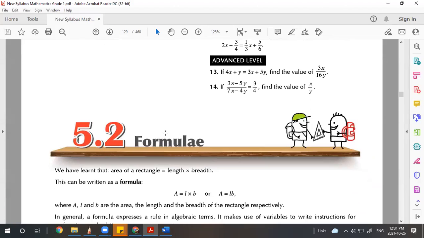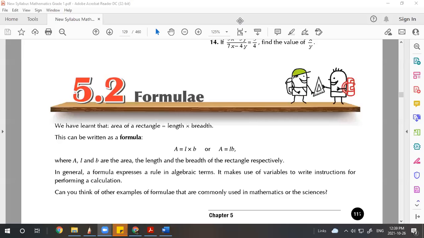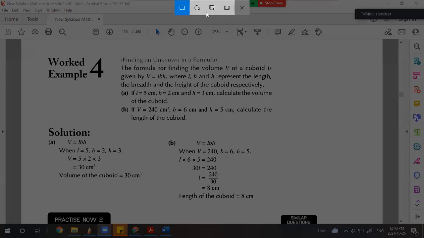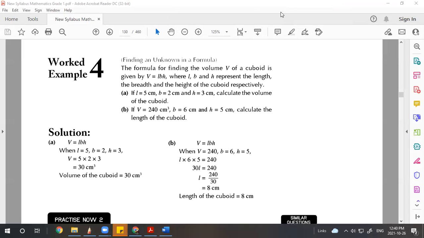Okay, now for 5.2, we learn about the formula. On learning about the formula, we learn about all variables. So if you multiply, you can just write LB, length times breadth is LB, and so on. And this will be commonly used. So I will give you an example here. The formula for finding the volume of a cuboid is given as LBH, volume is length times breadth times height, where L is length, B is breadth, and H is height.